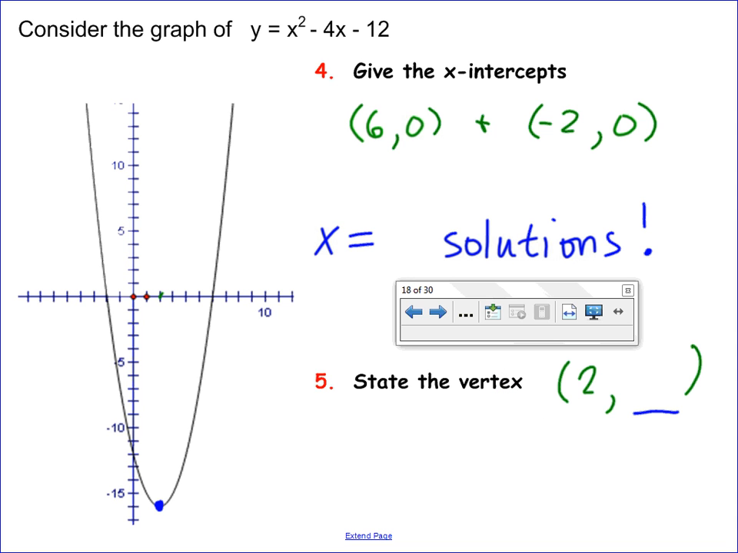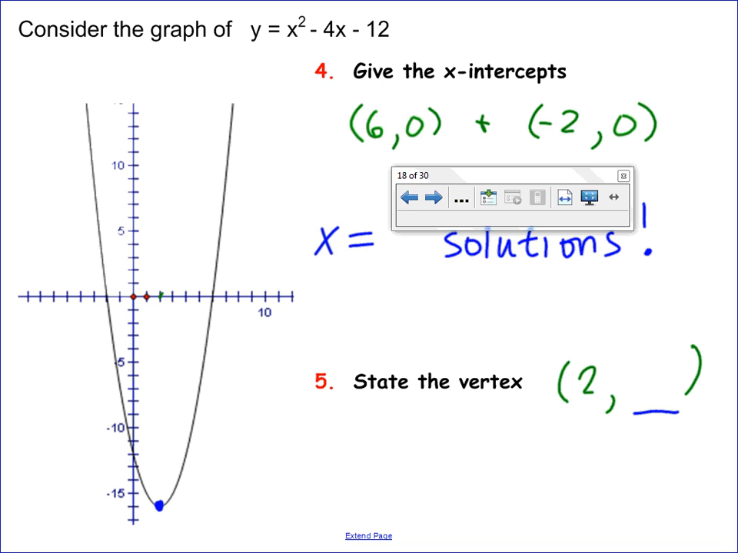Well, I know that the y-coordinate corresponds to an x input value of 2. So if I have the function rule, I could simply evaluate my function rule at x equals 2 and see what corresponding y-coordinate is. Then we could visually estimate and see if we were correct by looking at the picture. So first, let's do it algebraically.